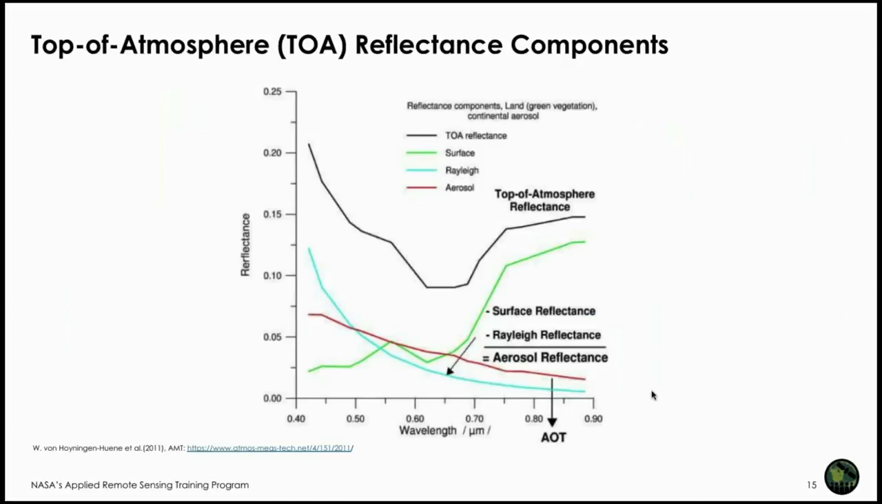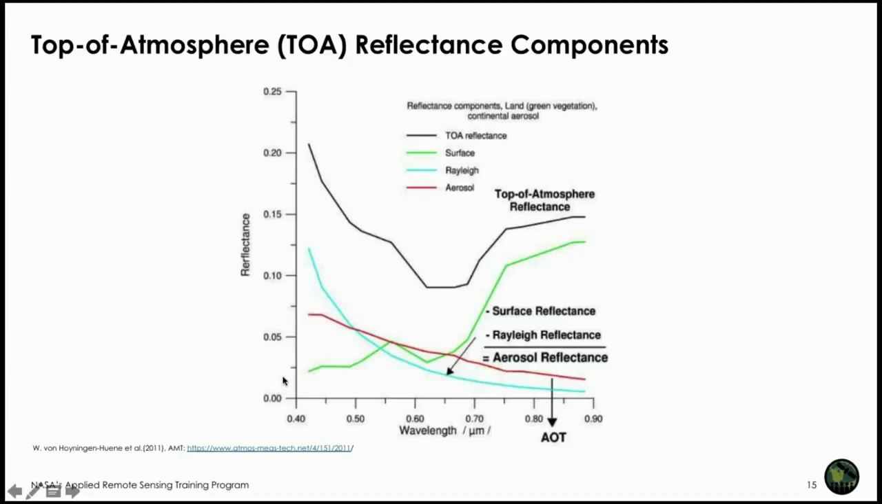This is the top of atmosphere reflectance component. This is based on the Hsu et al. AMT paper in 2011. The x-axis is the wavelength from 400 to 900 nanometers, and the y-axis is the reflectance. And the black line is the top of atmosphere reflectance, which can be measured at the satellite. In the satellite measurement, we can see this totally integrated reflectance like a black line.